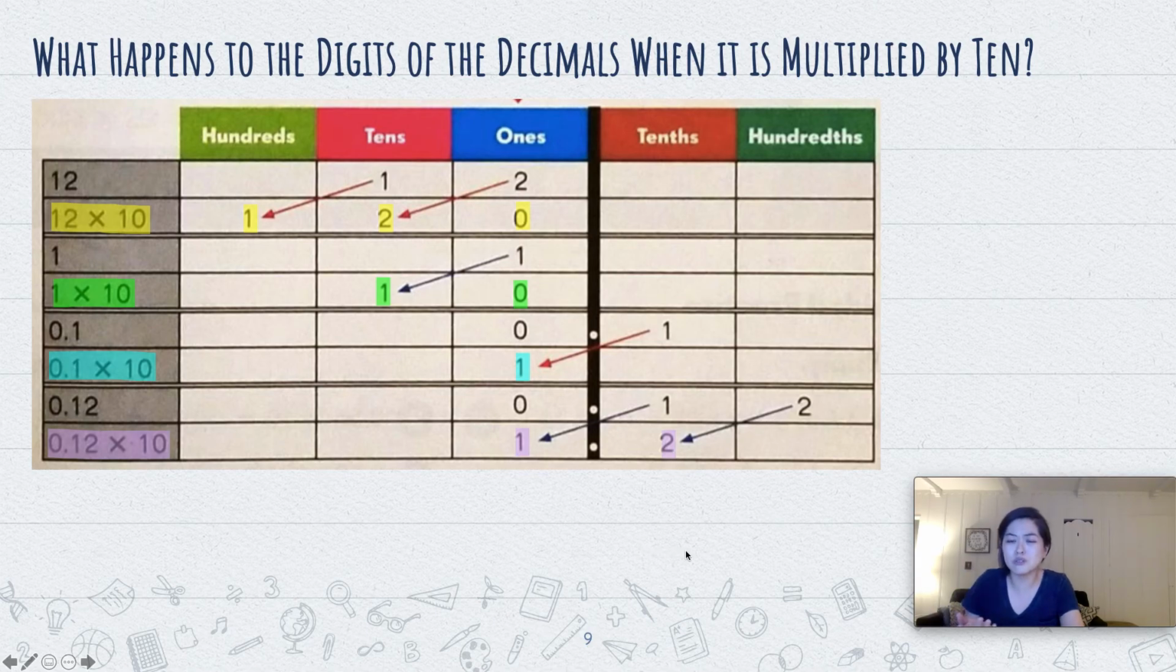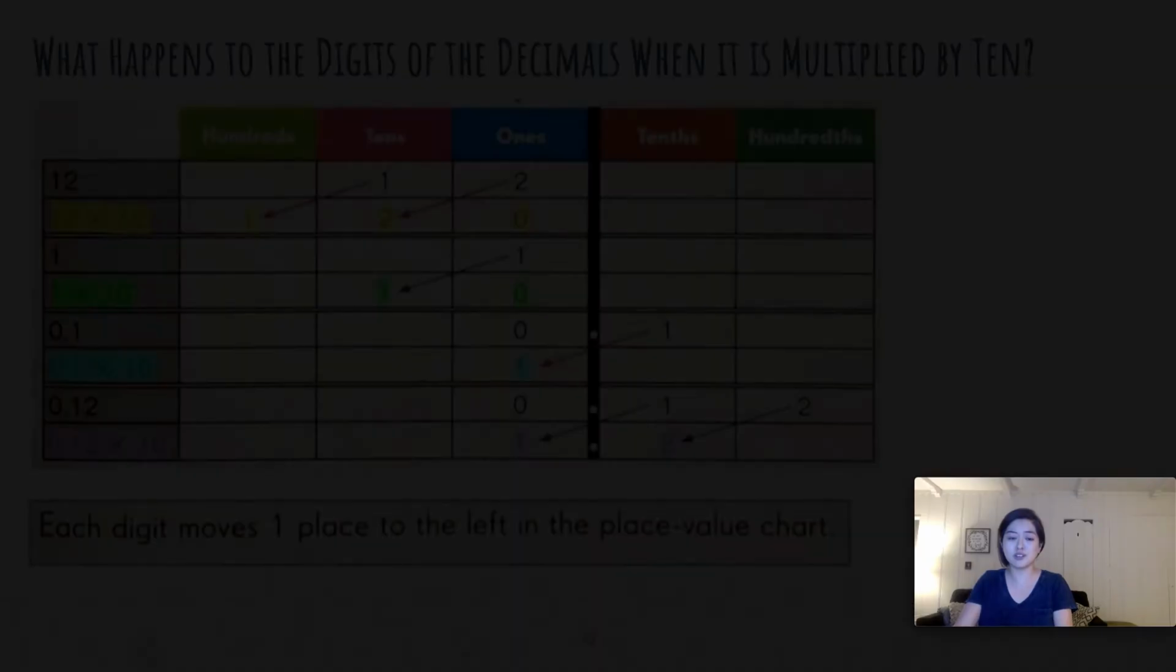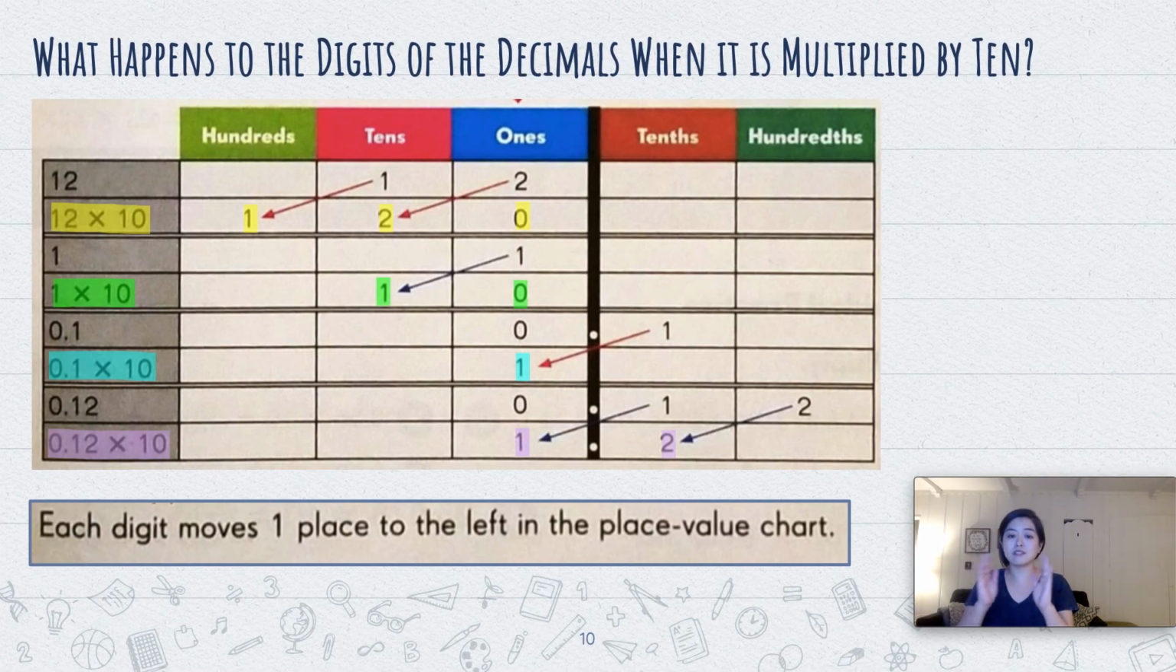So what do you notice about the digits of the decimals when it's multiplied by 10? They move, don't they? They move one place to the left in the place value chart. Okay, so they move one place to the left in the place value chart.